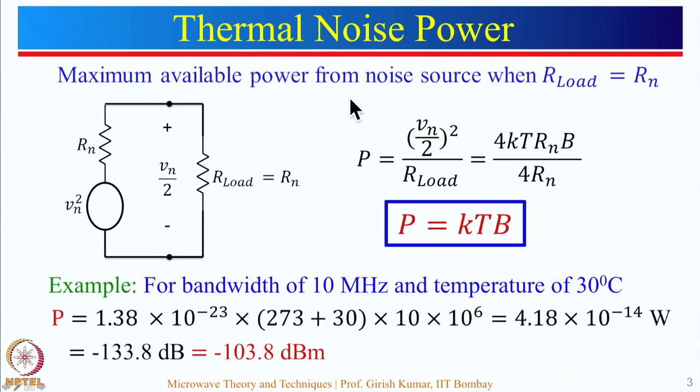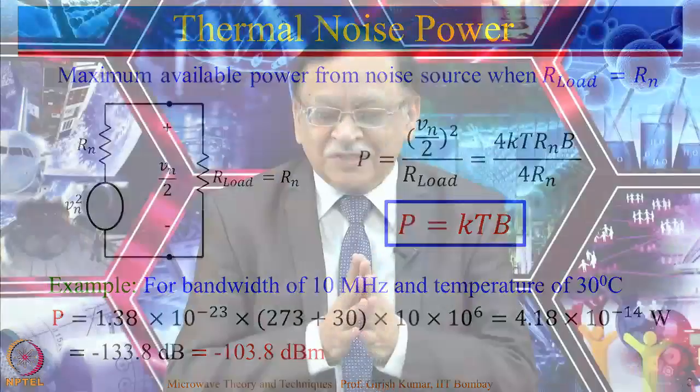So, let us just see how much is the noise power associated with the noise resistor. Maximum available power from the noise source will be when R load is equal to Rn. No, we are not trying to optimize the maximum noise. The reason why we choose R load equal to Rn, or maybe the source resistance, is so that maximum signal is transmitted to the load. Okay.